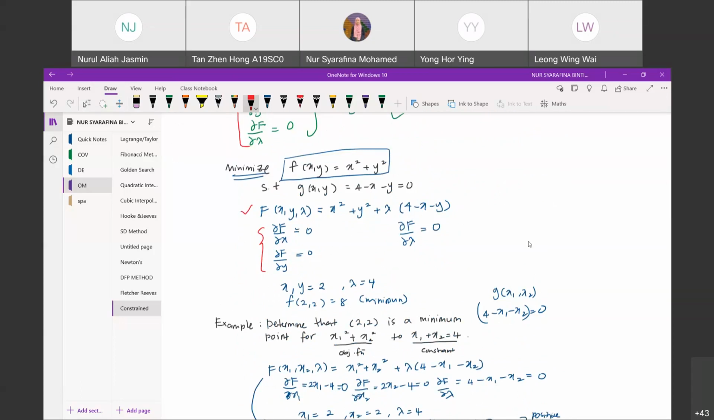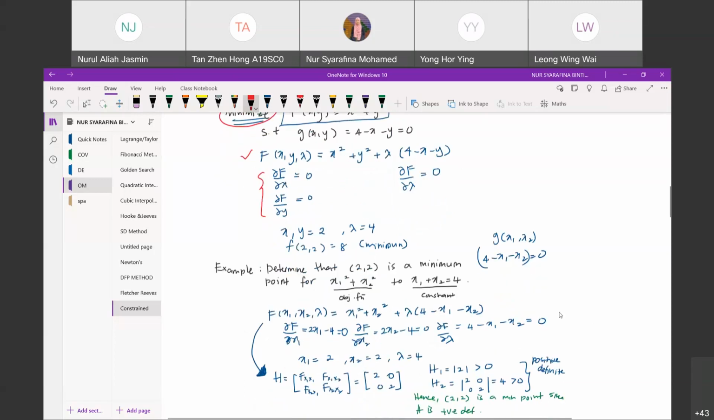And how can you identify the minimum or maximum? Sometimes it is written in the problem, so you know that the problem is a minimum. But if it is not mentioned whether it is a minimum or maximum, we can test the point by using the Hessian matrix. What is the condition for a minimum? What is the condition for a maximum? You can test by using the definiteness of the matrix. Okay. Is that clear for the equality constraint?